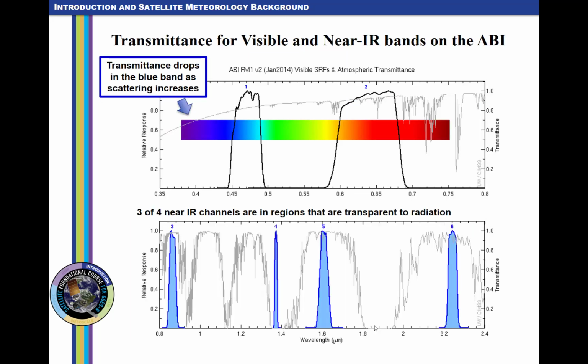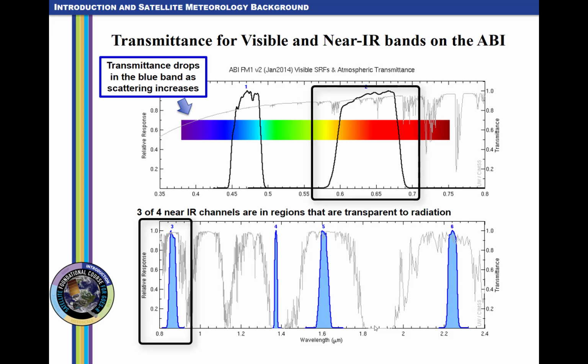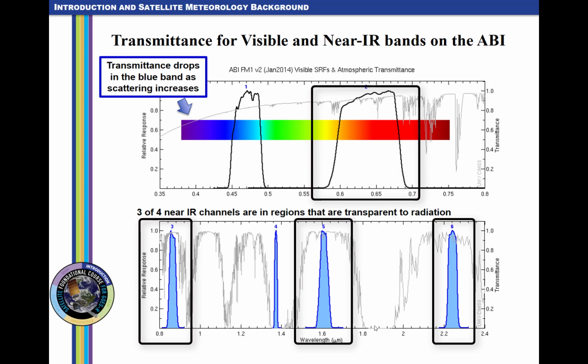This shows the 2 visible and 4 near-infrared channels on ABI that are used to discern reflectance from the surface and from aerosols. The thin line, that's gray, shows transmittance. Small amounts of scattering and absorption are present in bands 2, 3, 5, and 6. That is the red band at 0.64 micrometers, the veggie band at 0.86 micrometers, the snow ice band at 1.6 micrometers, and the cloud phase at 2.2 micrometers.